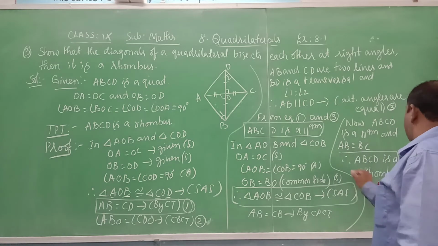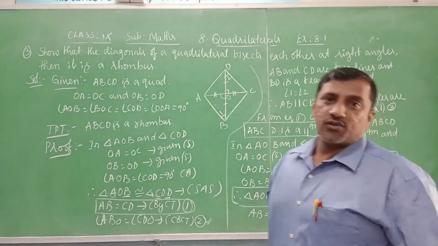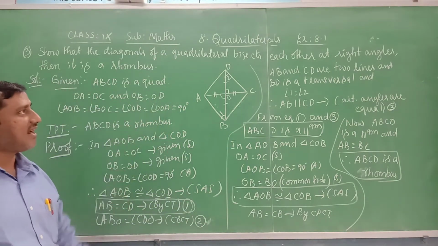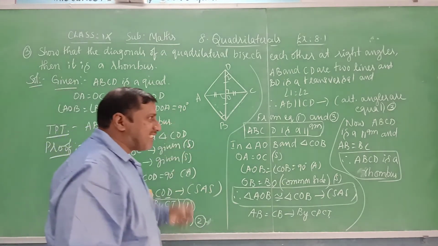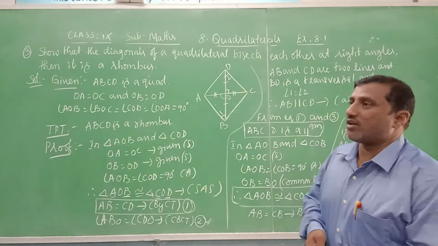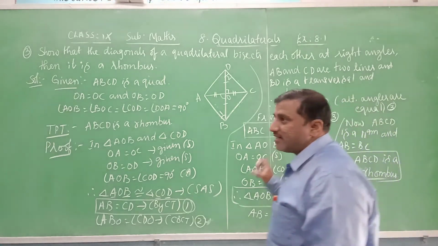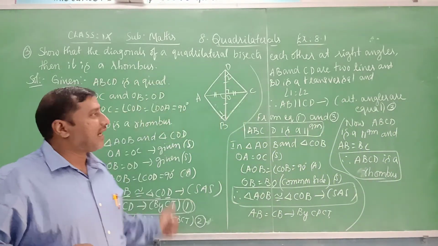We can prove like this. Why is it a rhombus? Because it is a parallelogram and one pair of adjacent sides are equal. So here, like this, we prove by using the properties of a rhombus. A rhombus is a parallelogram with one pair of adjacent sides equal. Clear, children?